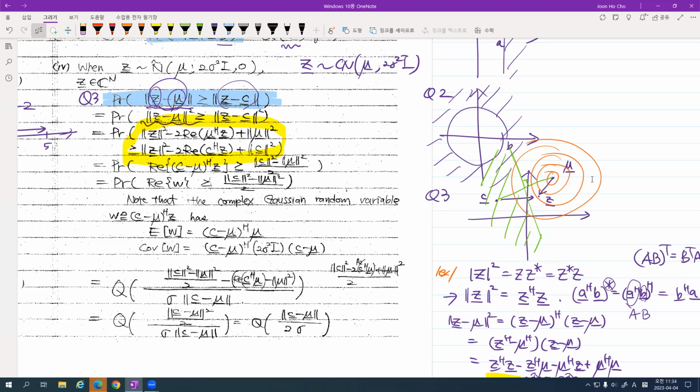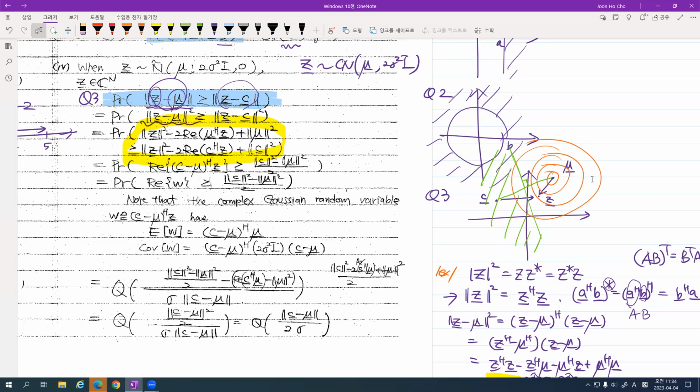What does that mean geometrically? From mu, you go to C. So from mu, you go to C. So that vector, complex valued vector, inner producted by Z is greater than norm of C squared minus norm of mu squared divided by 2.